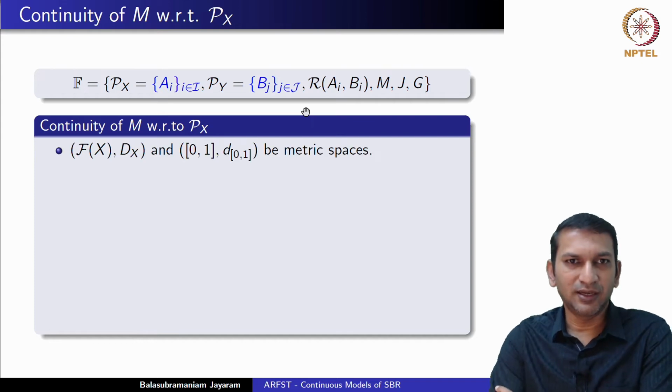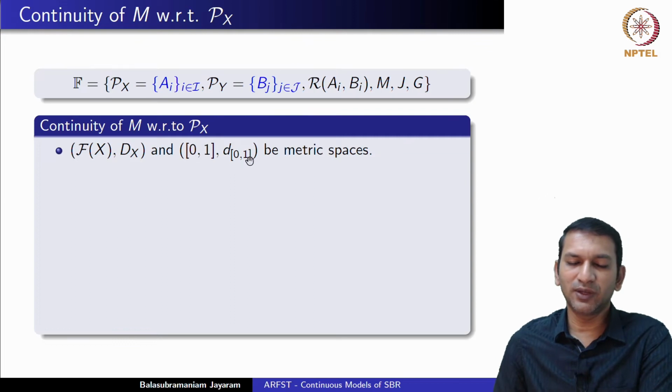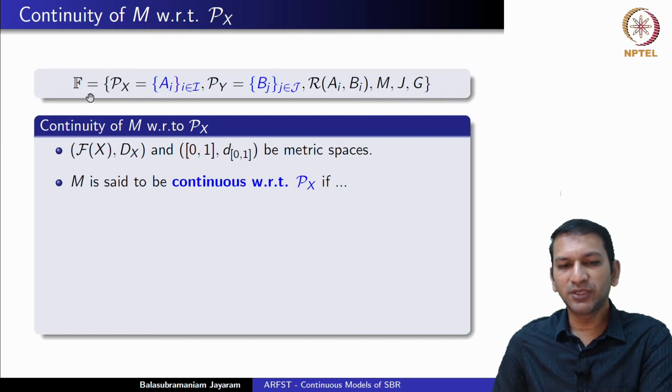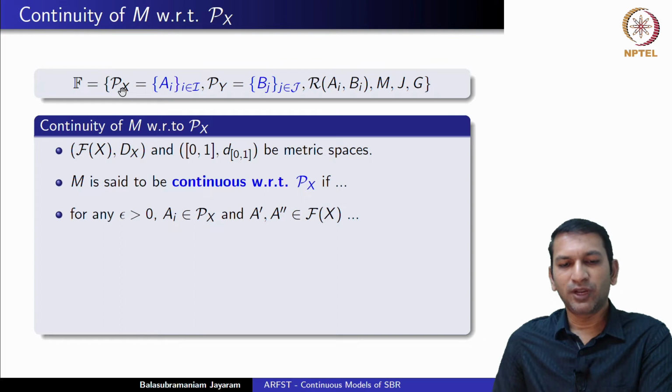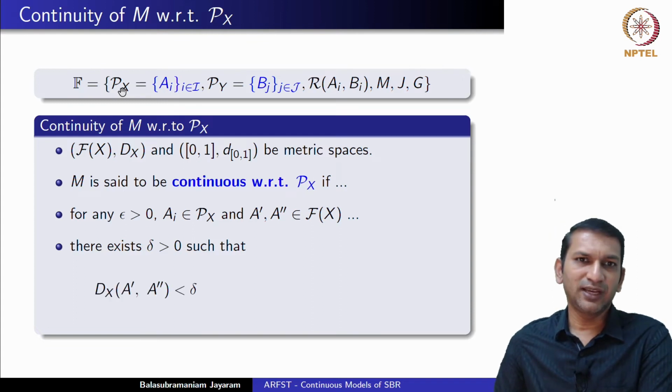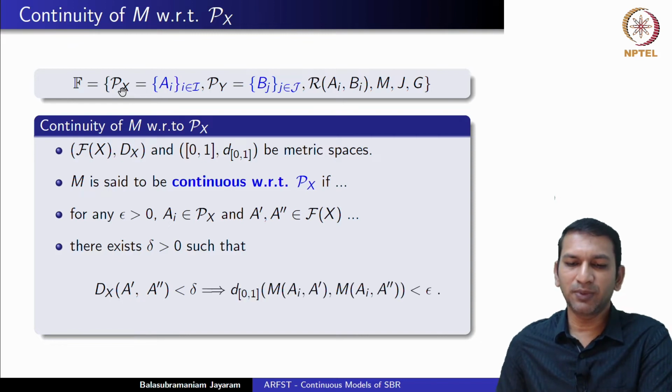Given F(x) and dx is the metric on it, and the unit interval [0, 1] and a metric d01 on it, we say M is continuous with respect to this covering Px if for any epsilon greater than 0 and any ai that you pick from Px, and given any two fuzzy sets a' and a'' coming from F(x), there should exist a delta depending on all these parameters such that dx(a', a''), whenever it is less than delta, should imply that, with respect to the metric defined on [0, 1], the distance between the similarity values of a' to ai and a'' to ai should be smaller than epsilon.